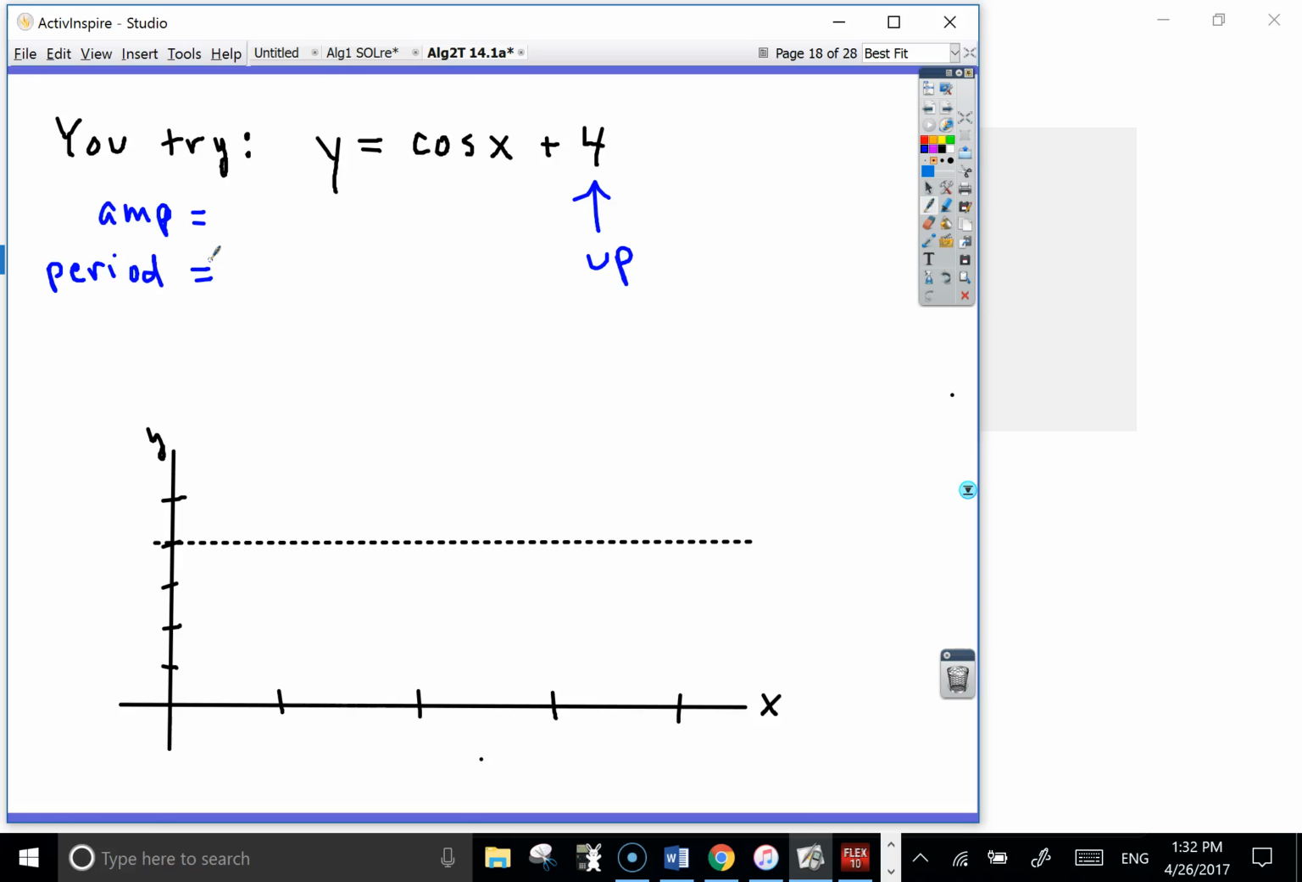What's the amplitude? What's the period? 2 pi, right? They haven't been changed because the A and the B are both 1, so it's still the same.